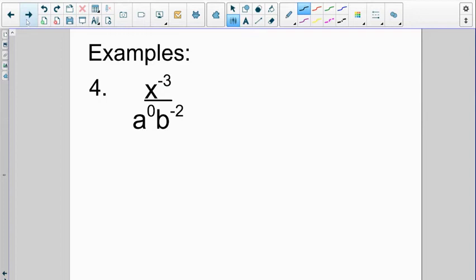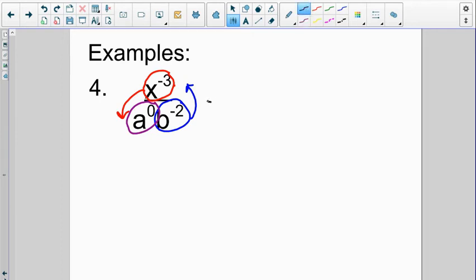Finally, number 4. We're checking to see which of these have negative exponents, and we see there are 2. We have x to the negative 3rd power. We will need to move to the denominator. We also have b to the negative 2nd power. We will need to move that up to the numerator. And we also have a to the 0 power, which can be simplified. And we'll get to that in just a moment.